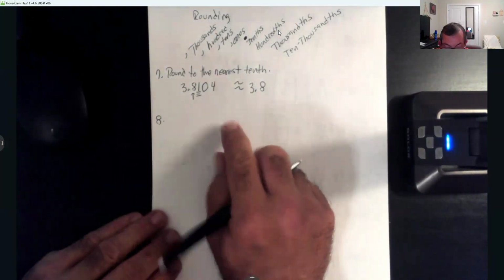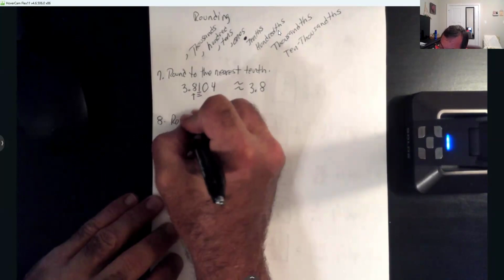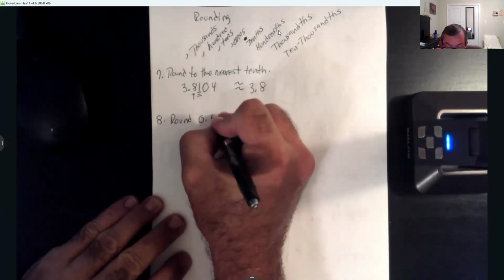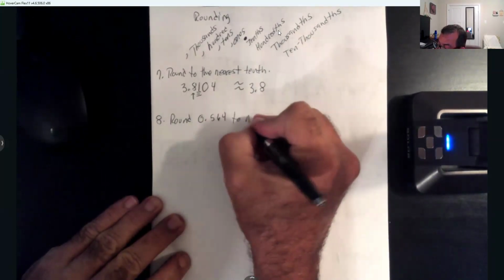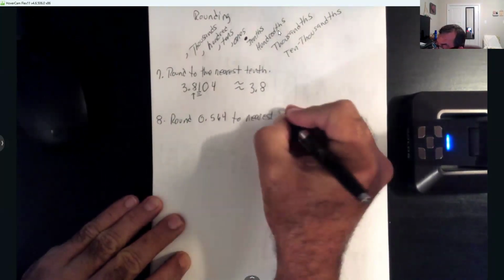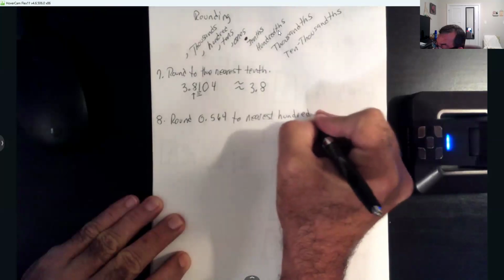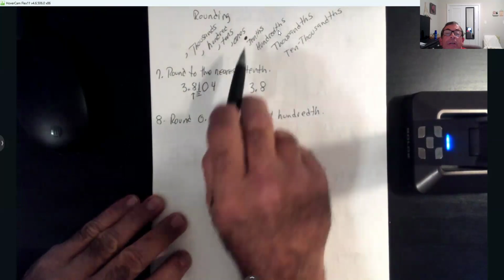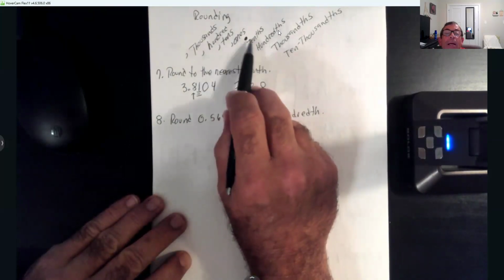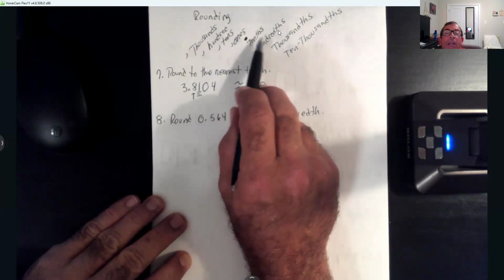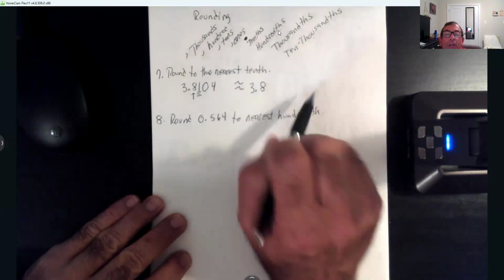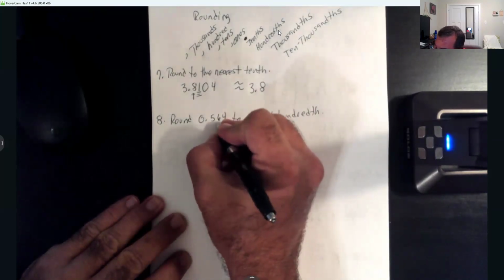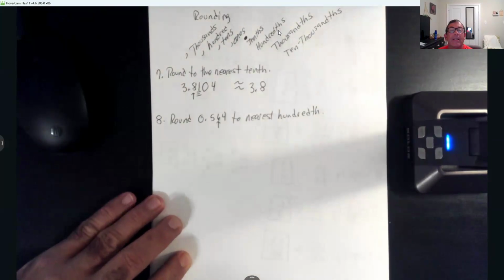All right, y'all, number 8, round 0.564 to the nearest hundredths. Okay, the hundredths. They're the second decimal place after the decimal. You got your tenths and then your hundredths. So we're going 2 decimal places. So we're looking at the spot where the 6 is.